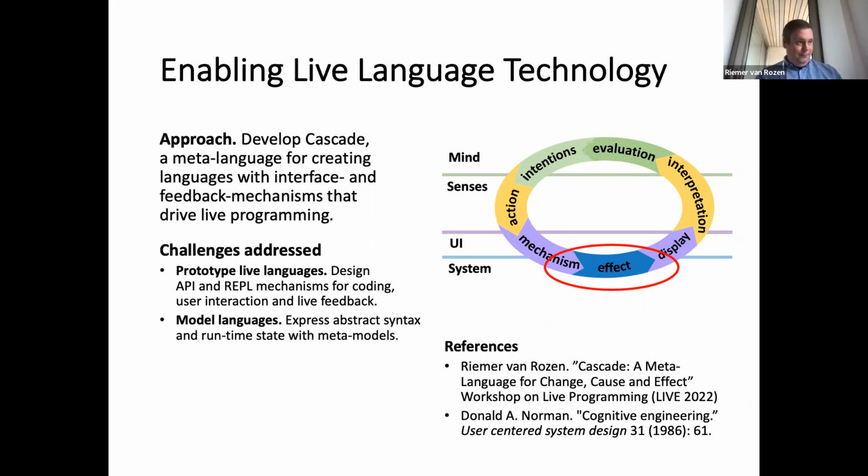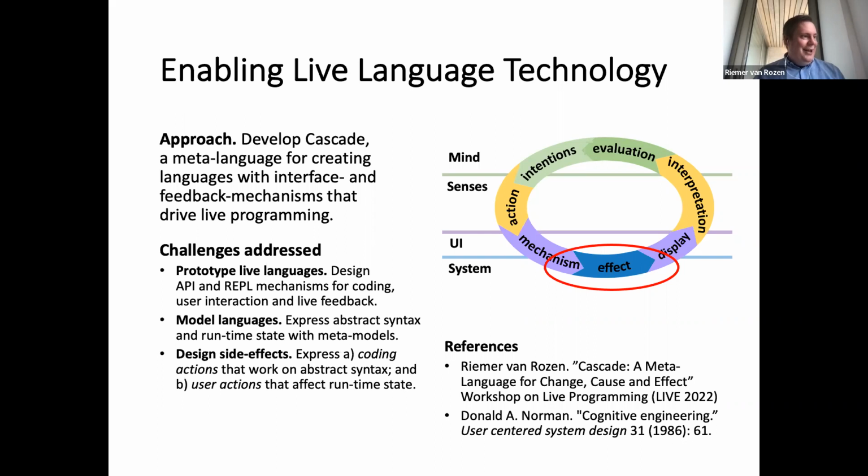That's the first challenge. The second is modeling languages, to create languages with abstract syntax and runtime state with metamodels. I hope that many here are very familiar with that. The third is designing side effects, and that's about expressing coding actions. So these actions that I just explained in this cycle that I showed that work on abstract syntax, but also user actions that work on the runtime state. And in Cascade, you don't actually distinguish between those.